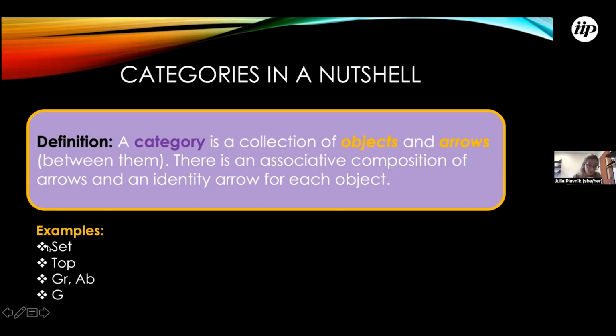This first example is the category of sets. The objects are sets, and the arrows are the functions between the sets. That's how we compare sets. We know if a set is bigger than another by looking at whether the functions between them are injective or not, things like this.